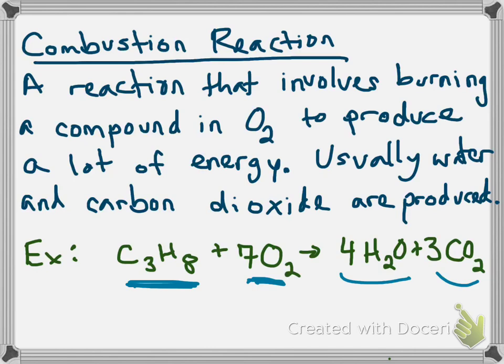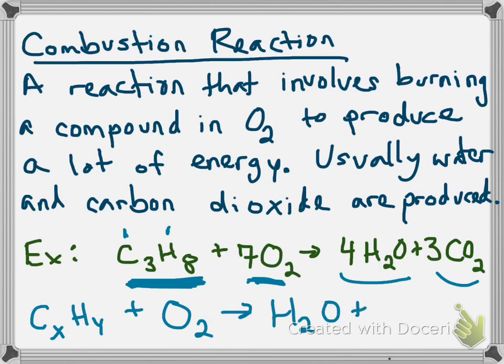So a generic way of writing this is generally we have this thing called a hydrocarbon. Hydro for hydrogen, carbon for carbon. A hydrocarbon is a compound that is made up of carbons and hydrogens. And that could be any subscript, so I'm just going to call the subscripts X and Y. And we add it to oxygen and it produces water and carbon dioxide. Now, of course, there will be some sort of coefficients in these spots, but that depends on what the X and Y are. So that's why I left those blank. And this is just the generic form.